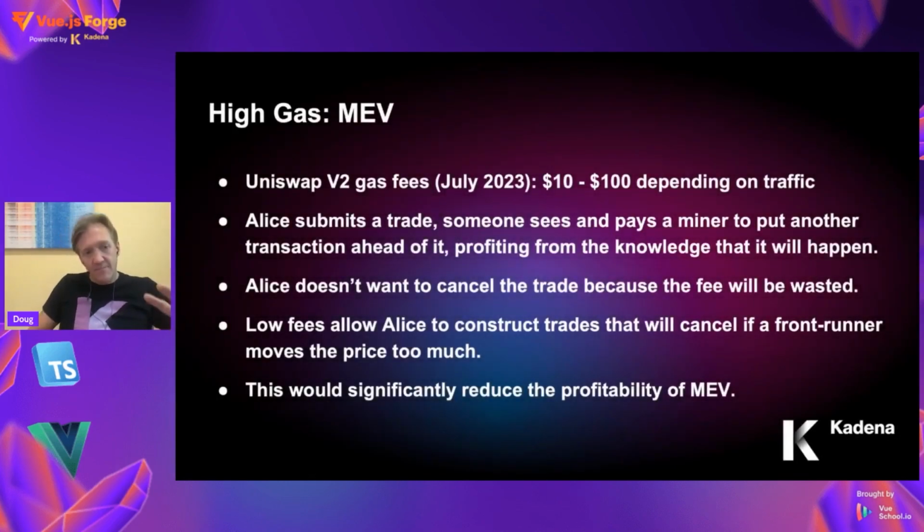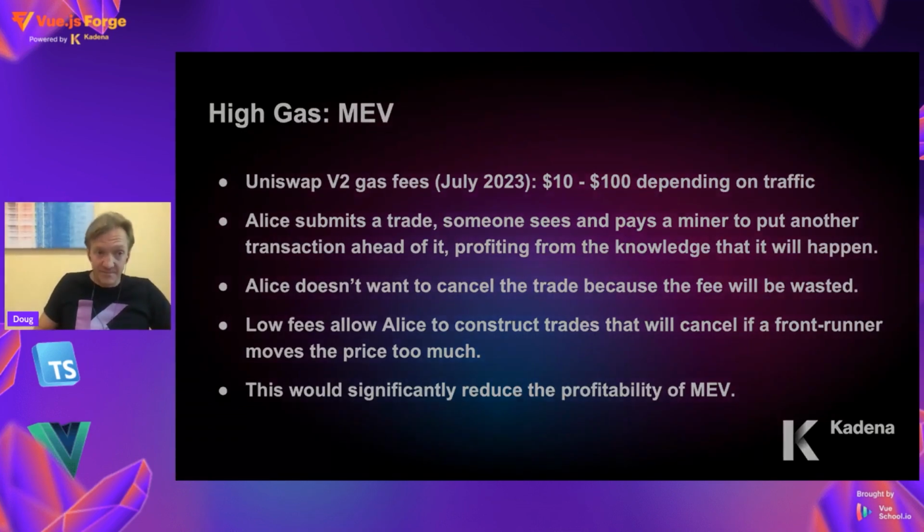MEV is a way that enterprising individuals can look at what people are sending to the blockchain, jump in front, and try to extract some money. This is also something that, if you had low fees, you would be able to design your transactions so that if the value goes down, your transaction fails, and then you're not out a whole bunch of money.